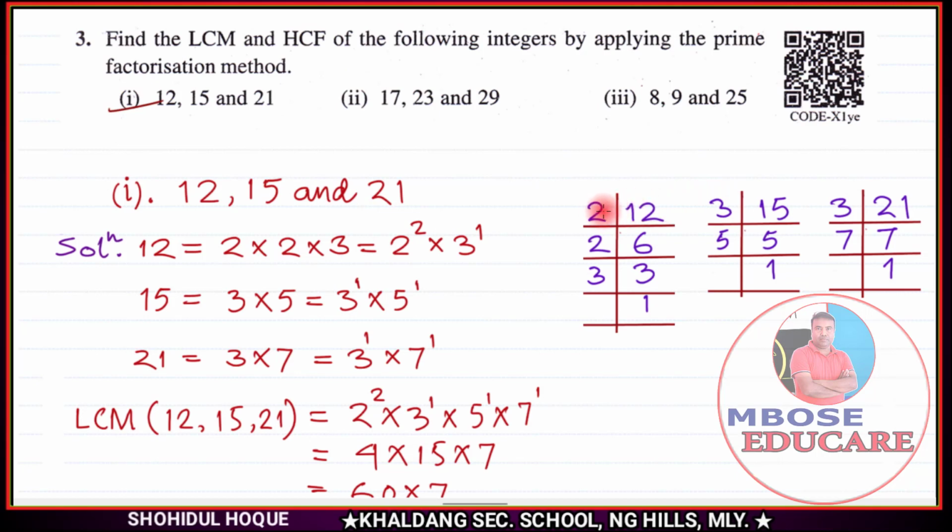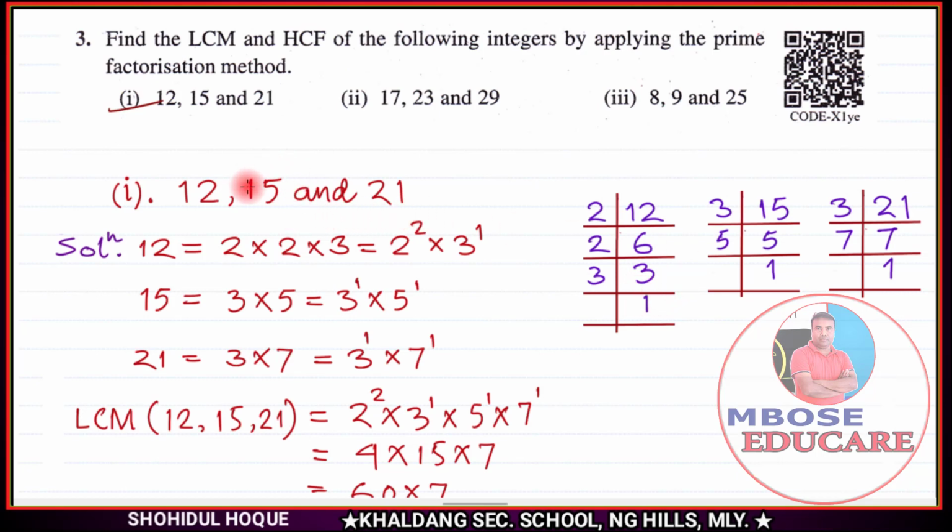12 we can divide by 2. The result will be 6. 6 again we can divide by 2. The result will be 3. And 3 itself is a prime number, so we can divide it by 3 itself. When 3 is divided by 3, the result will be 1. We have to stop now.